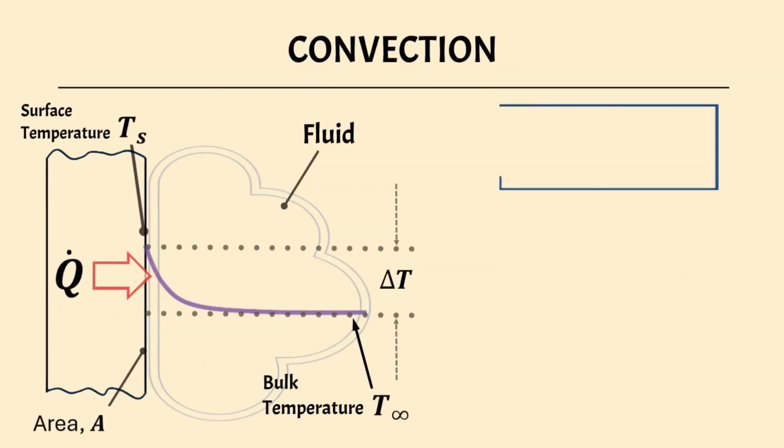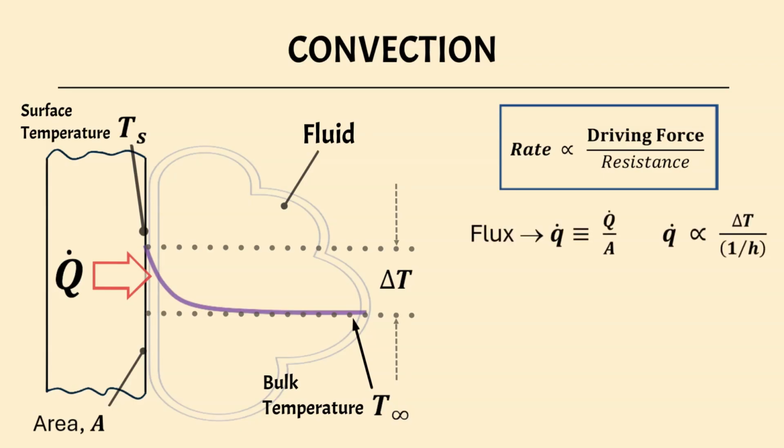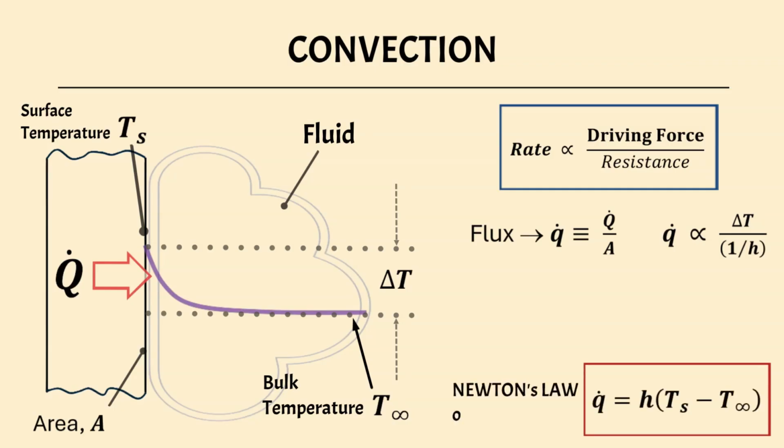Using the general rate relation, we note that heat flux is proportional to the temperature difference and the heat transfer coefficient, H. Remembering flux is defined as the absolute heat flow normalized by the surface area. Taking these together, we finally come to a more general result, known as Newton's law of cooling, founded in 1707.